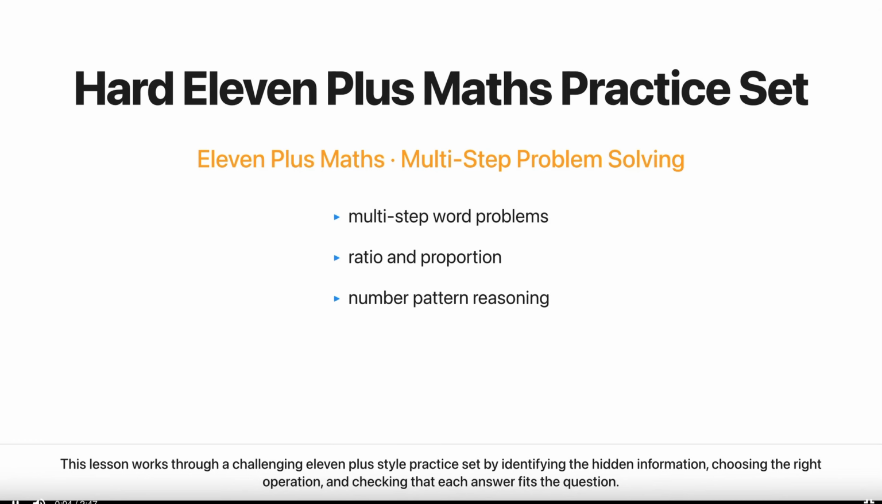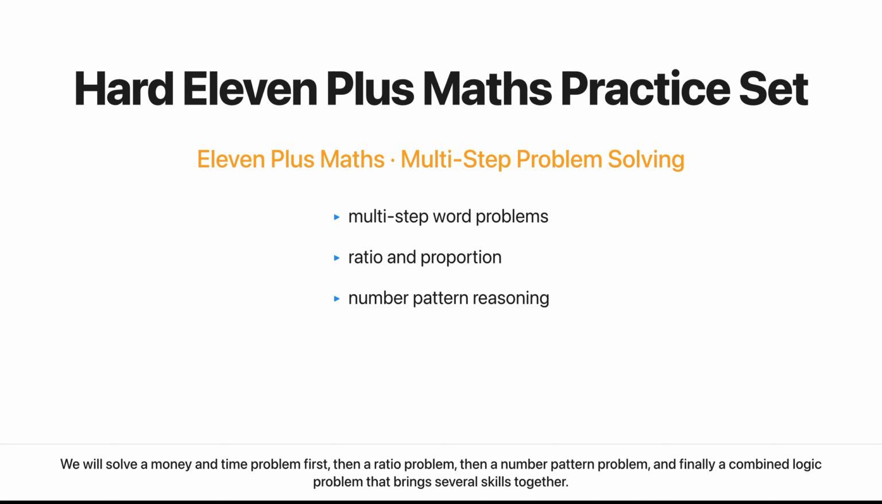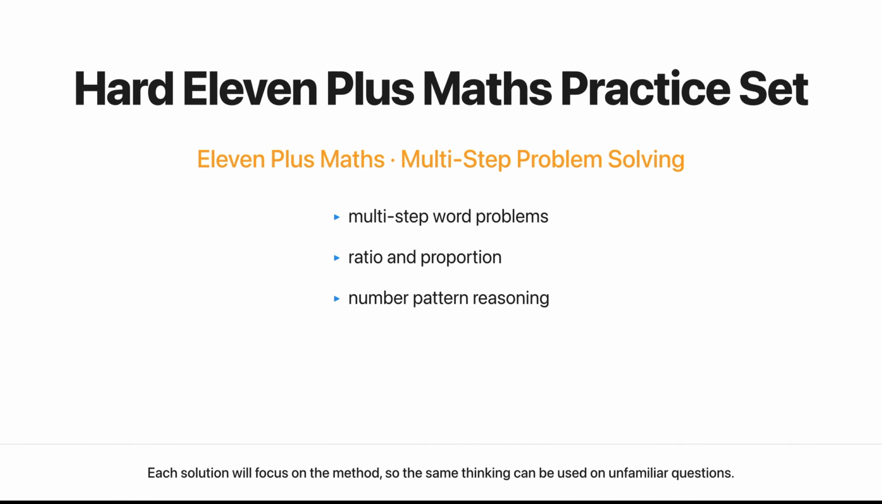By identifying the hidden information, choosing the right operation, and checking that each answer fits the question. We will solve a money and time problem first, then a ratio problem, then a number pattern problem, and finally a combined logic problem that brings several skills together. Each solution will focus on the method so the same thinking can be used on unfamiliar questions.